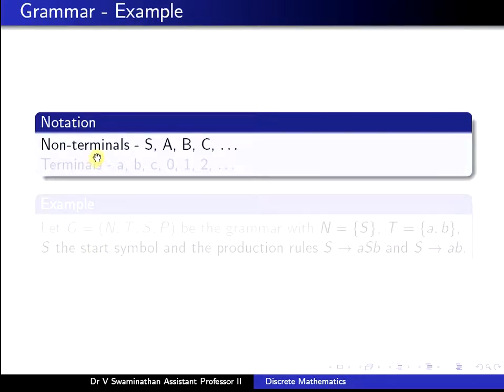Some conventional notations are, for non-terminals, we use uppercase alphabets S, A, B, C, X, Y, etc. For terminals, we use lowercase alphabets a, b, c, etc., numerals 0, 1, 2, etc., and symbols like minus, plus, hash, etc.